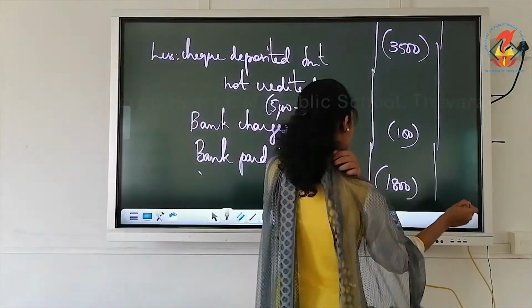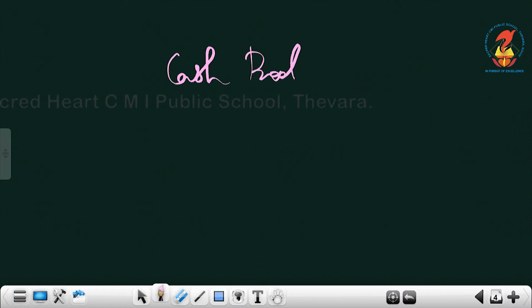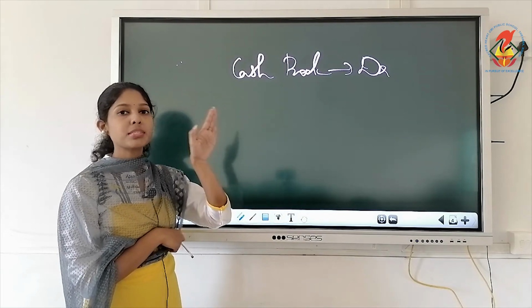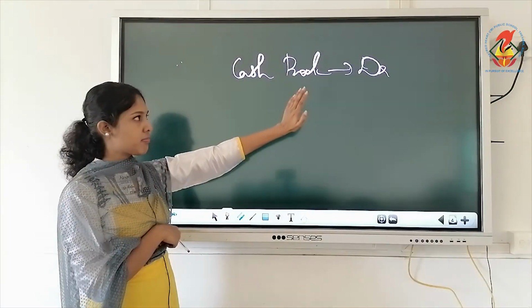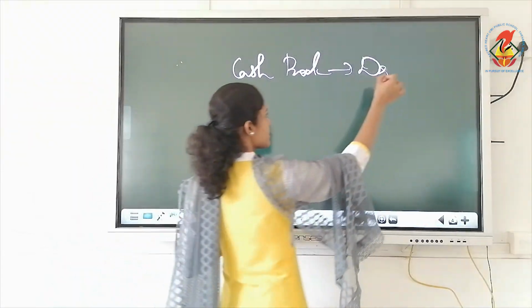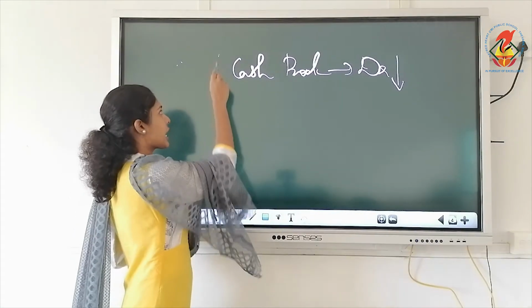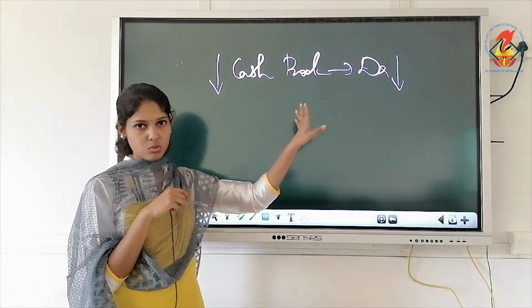Because cash book normally has a debit balance, that means on the receipt side or left side we write the debit balance. Debit balance means the debit side will be more. So if the debit balance is less, or if the receipt side is less, the entire cash book will have a lesser balance.